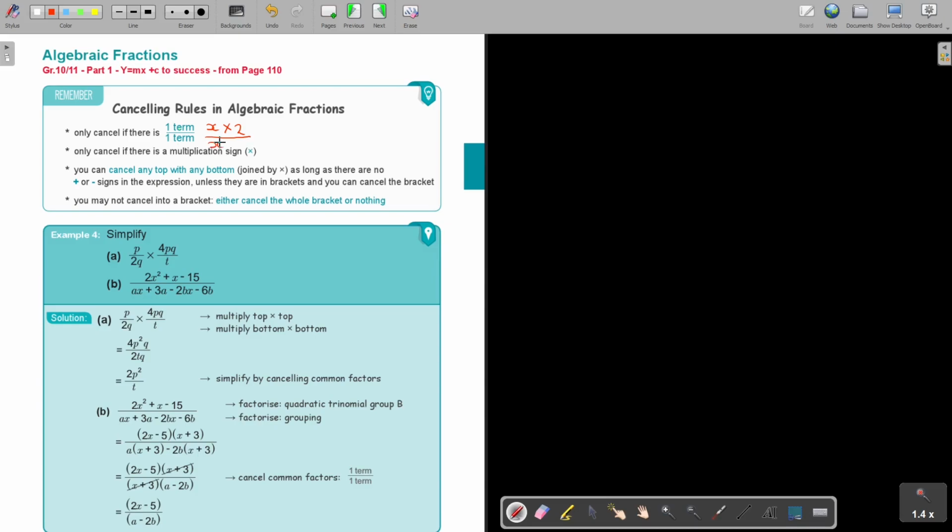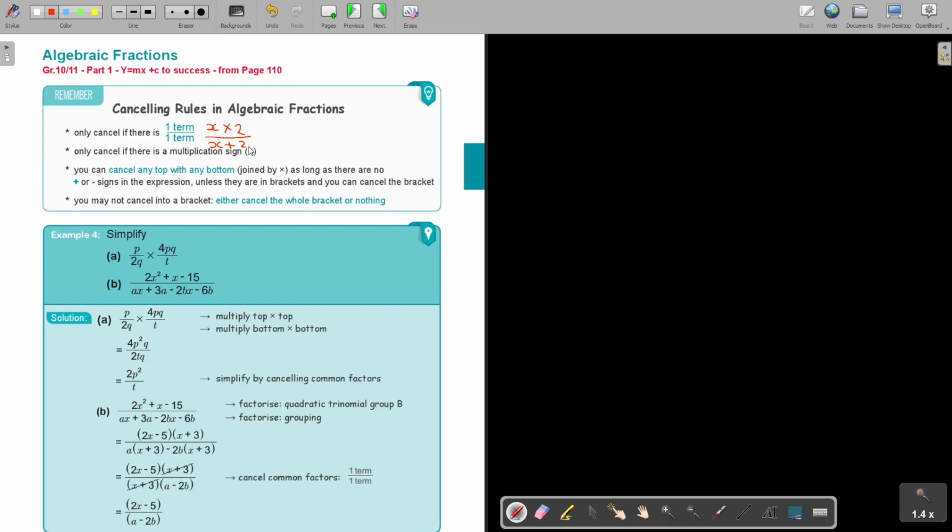But as soon as I put a plus, then it's two terms. Then you cannot cancel. So only cancel if there's a multiplication sign. One term, one. I'll show you in the examples. You can cancel any top with any bottom, if there's a multiplication, as long as there is no plus or minus sign in the expression, unless they are in brackets and you can cancel out the whole bracket.